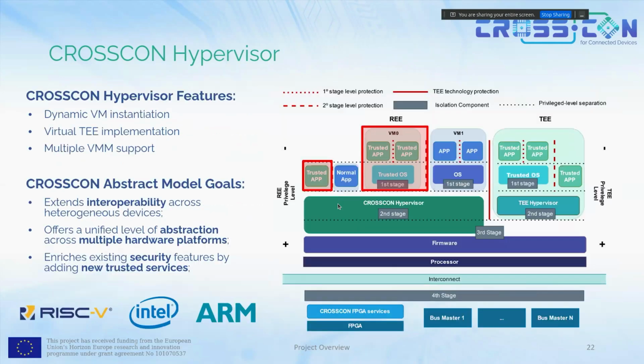So in the near future, CrossCon Hypervisor will bring new features to Bao, like dynamic VM instantiation, virtual TEE implementation, and multiple VM support. Here on the right side, we can see the CrossCon abstract model, where partners basically try to merge all possible combinations in security stacks on architectures like ARM and RISC-V. These involve different privilege levels and different classes of devices, like low and high-end devices. The goal here was basically to get a unified level of abstraction across multiple hardware platforms.